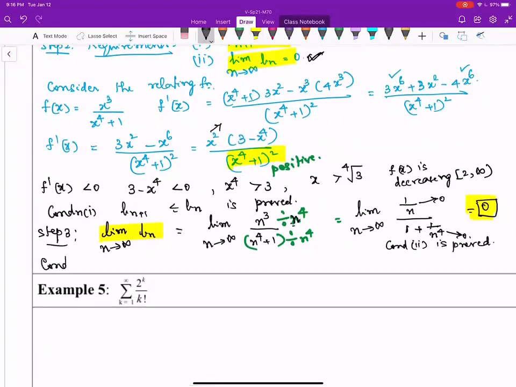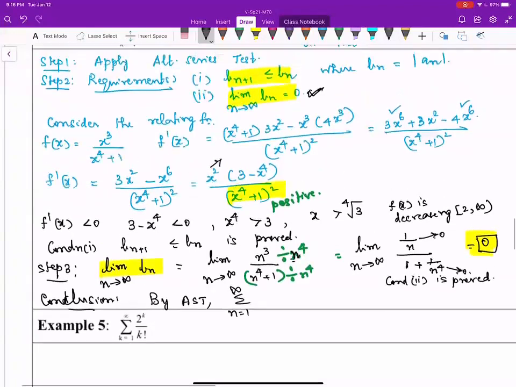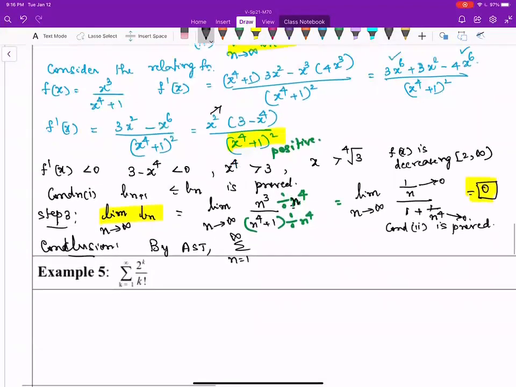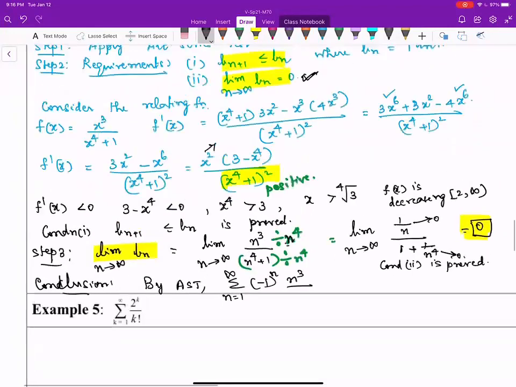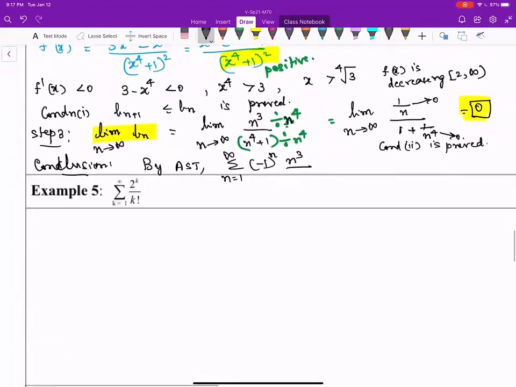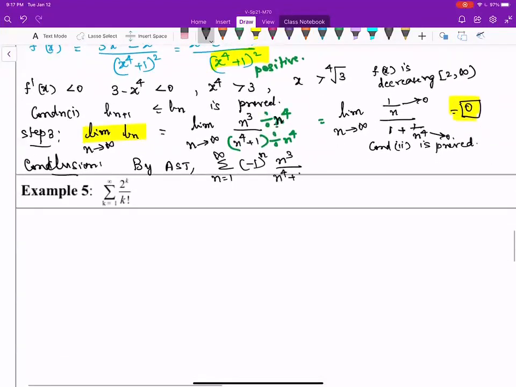Therefore, condition 1 and condition 2 are satisfied. So what is the conclusion to the problem? By alternating series test, the given series sigma (negative 1)^n n cubed divided by n to the power 4 plus 1 converges by alternating series test.